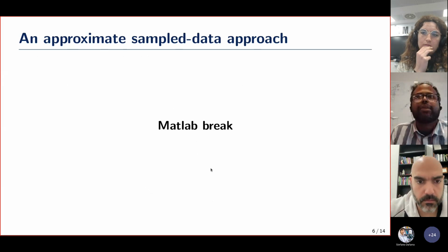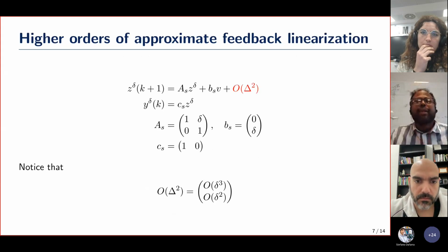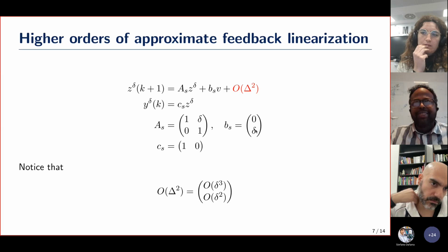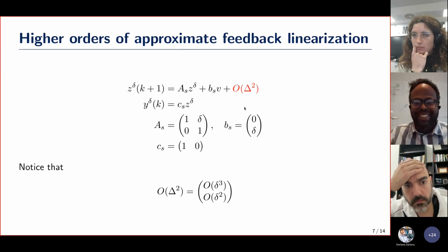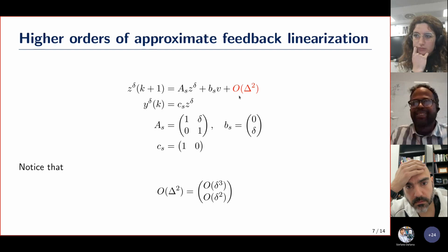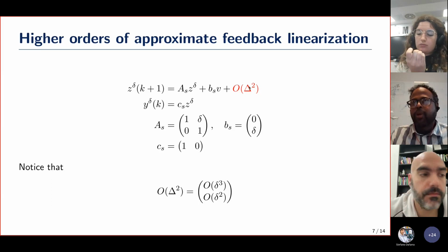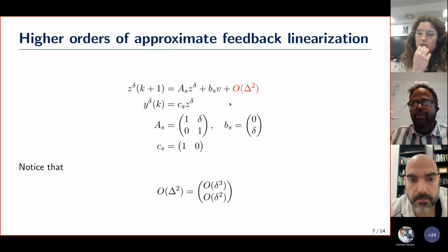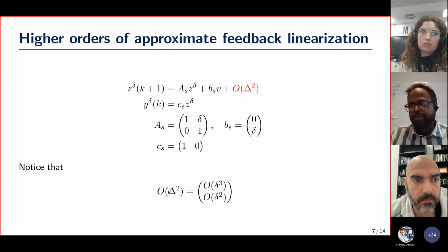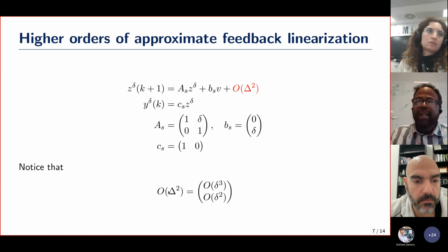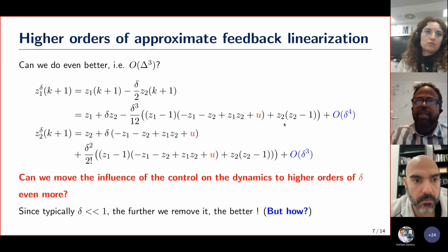Okay. So, can we do even better? Okay, this is the dream of this, to try to always do a little bit better. So, notice that still we are not considering nonlinearities in terms of powers of delta cube and delta square in the dynamics, right? Because this big delta square is actually of this form. So we can try thinking about changing this and trying to get even better results.